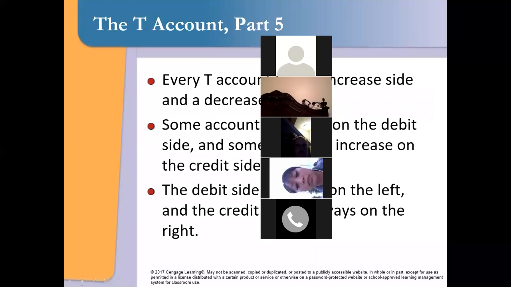All right, so let's see. Every T account has an increase side and a decrease side. That's important. For right now, let's just know that one of these sides of the T account we'll use when we're increasing something. So if we get more cash, one of these sides of the T account will show when cash is increasing. The other side of the T account is going to show when that item is decreasing.